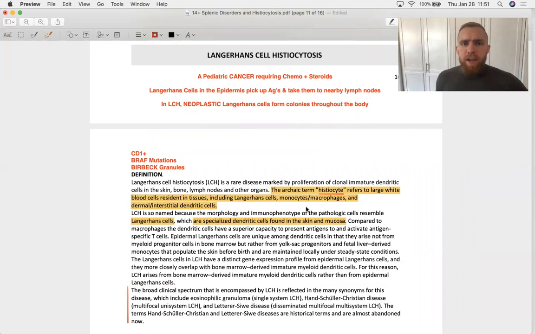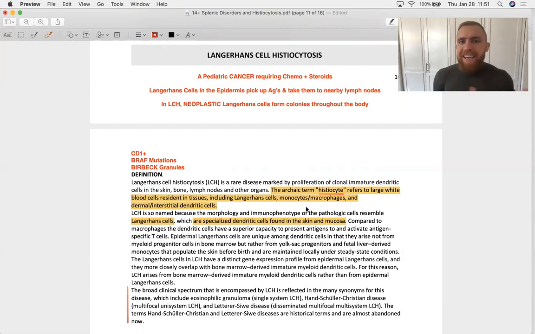Now let's discuss Langerhans cell histiocytosis. I'm going to summarize this, and then I'm going to tell you what you need to know for boards, and then I'm going to pick it apart piece by piece for our in-house exams. So LCH is technically a cancer. It's a clonal proliferation of histiocytes, which is kind of a Shakespearean way of saying macrophages.